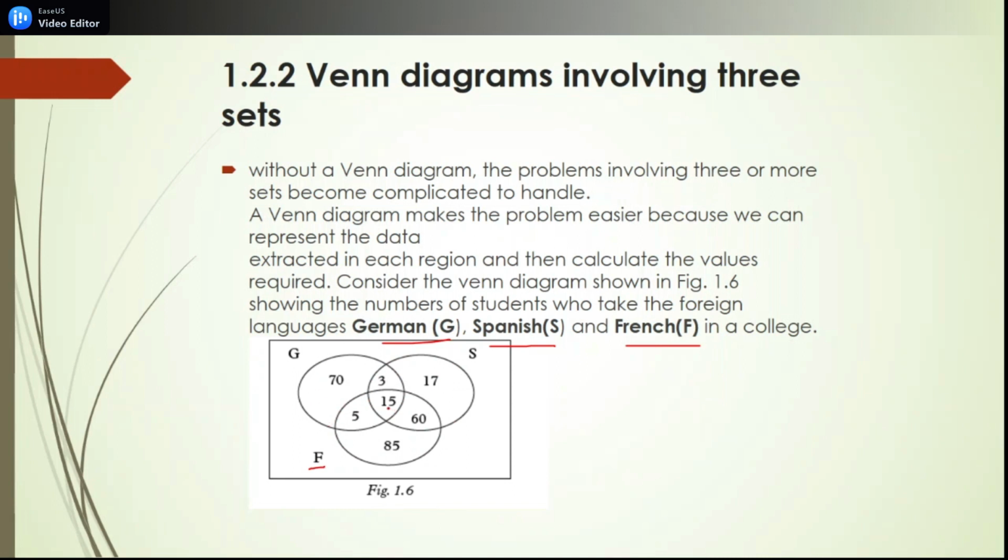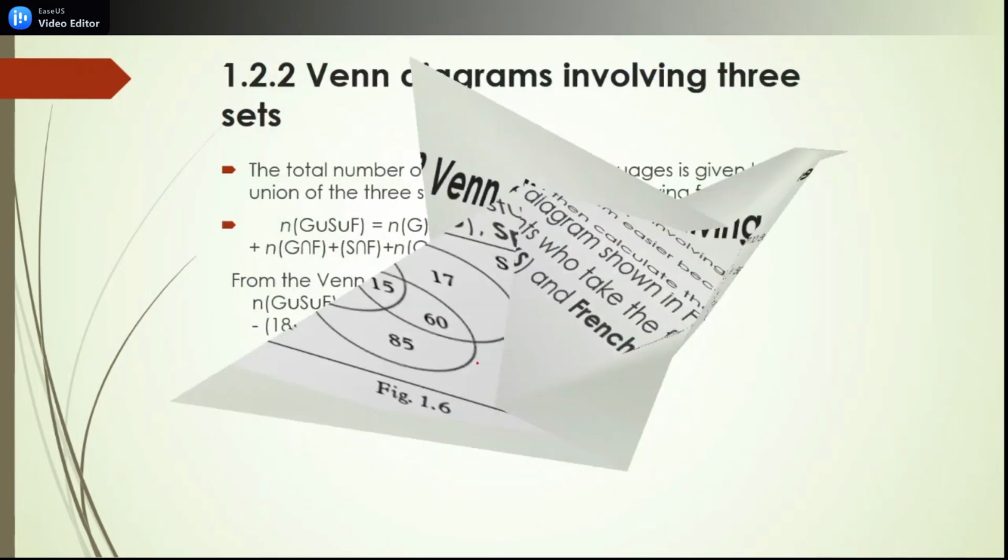15 students take all three foreign languages: German, Spanish and French. Then 3 students take both German and Spanish. 5 students take both German and French. And 60 students take both French and Spanish.